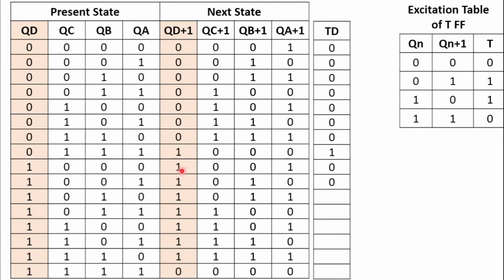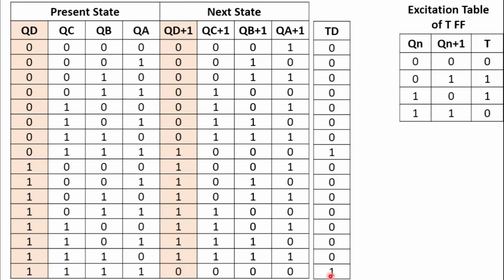Same is the case with the next rows. Again 1 is converted into 1. So TD is 0. Again 1 is converted into 1. TD is 0. And what about the last row? 1 is converted into 0. So there is a change or there is a toggling. That's why the value of TD is 1. So you have found out the values of TD for QD as the present state and QD next as the next state. So we have calculated one set.